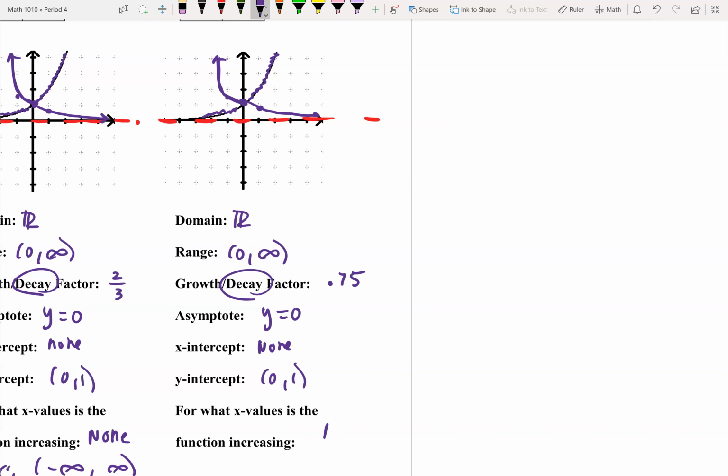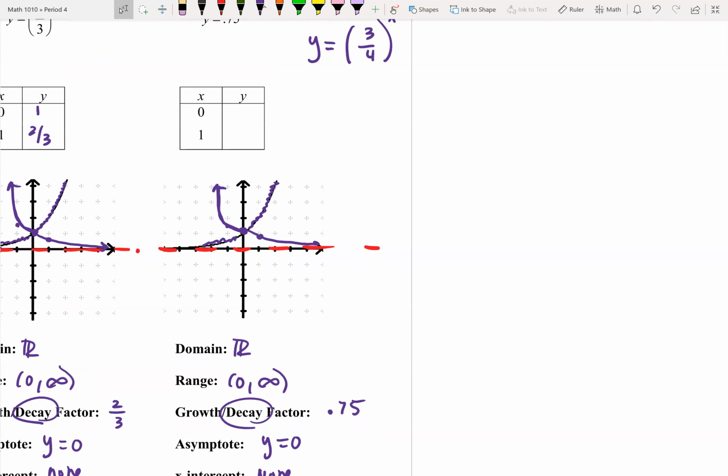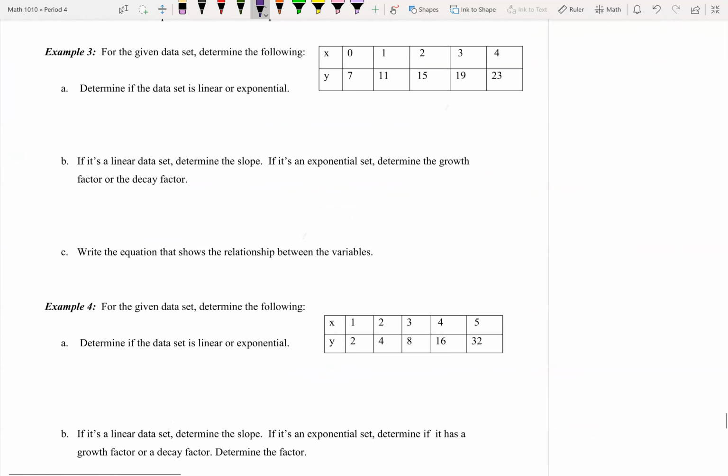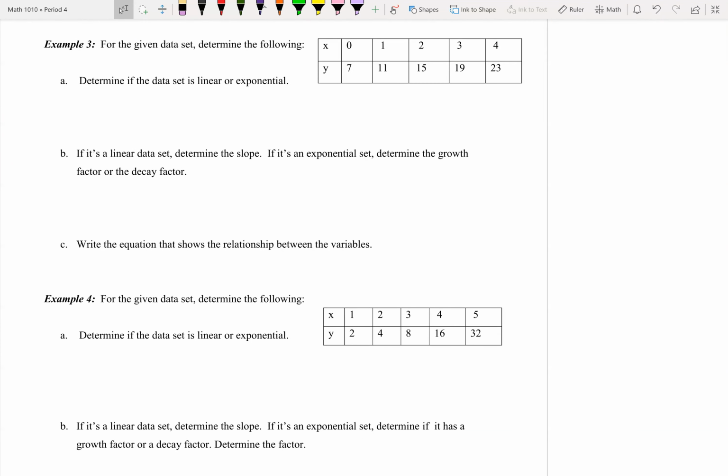Where is it increasing? It never is. Where is it decreasing? That would be negative infinity to infinity. Let's fill in our table just in case you get one. 3/4 to the 0 is 1. 3/4 to the first is 3/4. And you could put 0.75. It's fine. Okay. Now that is the easy part of the lesson.